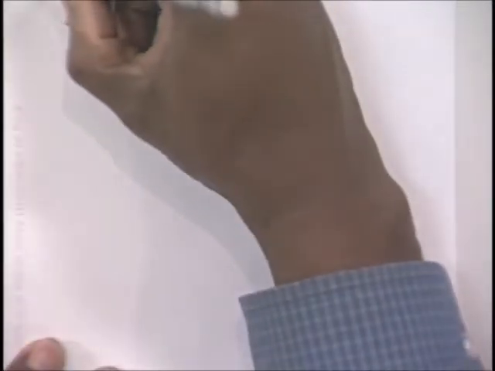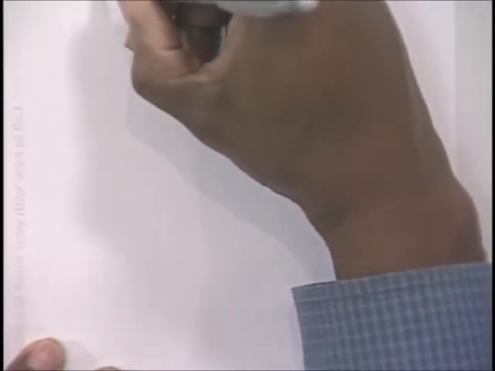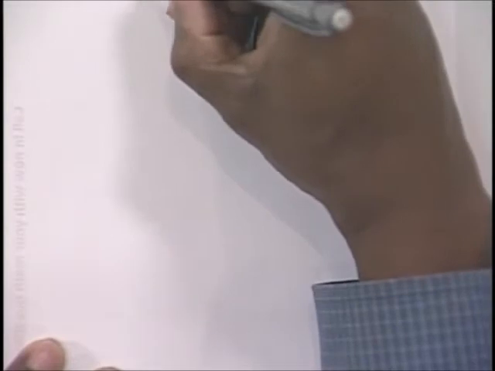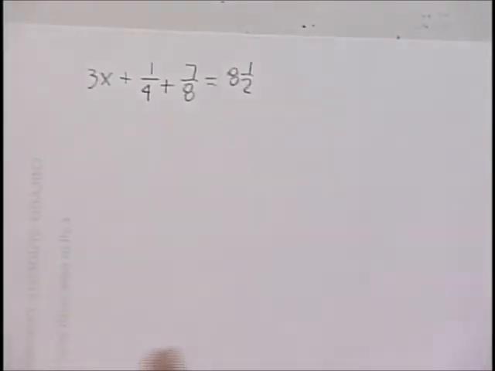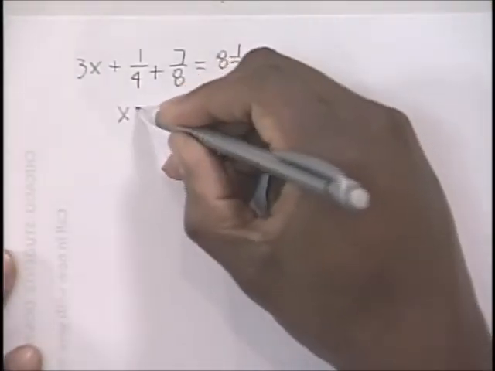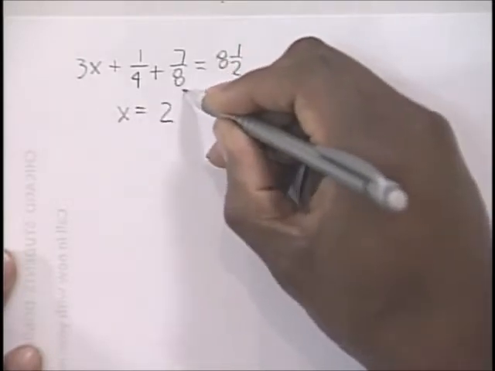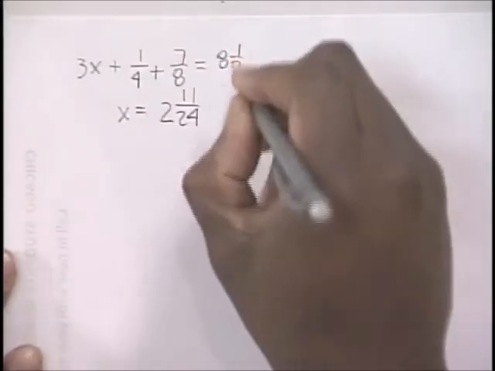We've got 3x. This is the equation that we just solved: 3x plus 1/4 plus 7/8 is equal to 8.5. That's the equation we just solved. And the answer that we got was 2 11/24. That's what x has to be to get 8.5 there.